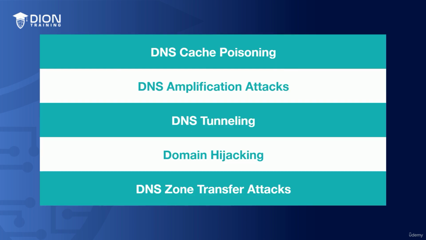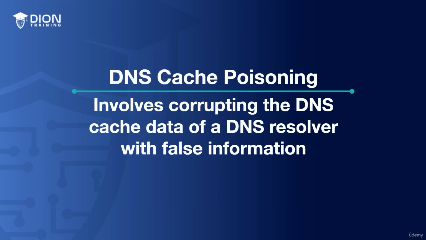So let's explore some of the various types of DNS attacks, including DNS cache poisoning, DNS amplification attacks, DNS tunneling, domain hijacking, and DNS zone transfer attacks, and some of the mitigation strategies for each of these types of attacks. First, we have DNS cache poisoning.